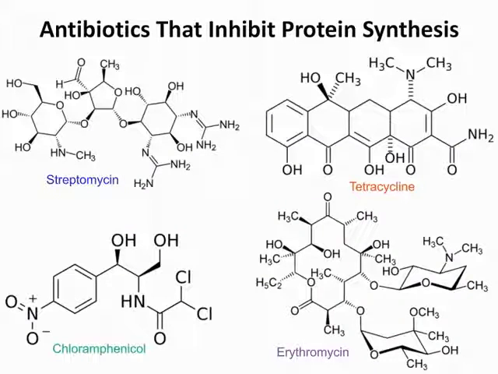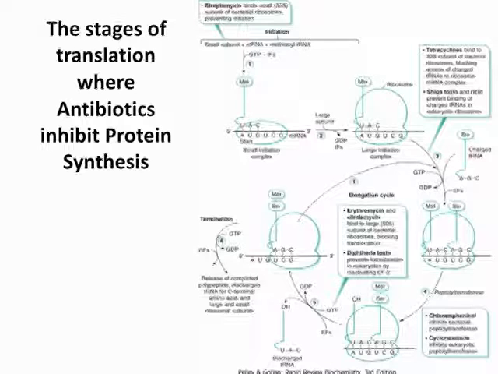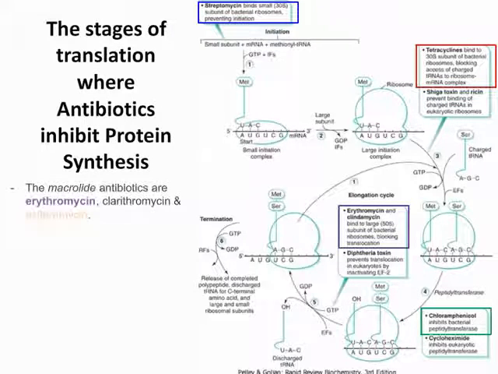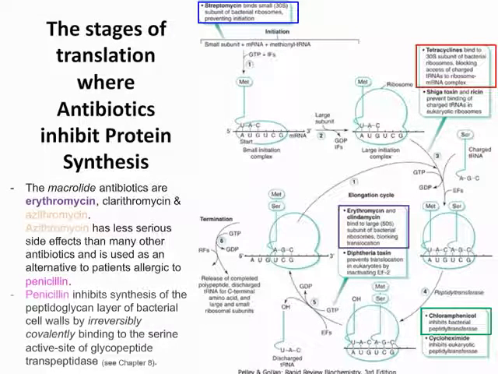So here's just a picture of the 4 antibiotics that we just saw. You don't have to memorize these for the tests. Here's just a picture showing where those antibiotics inhibit protein synthesis. Focus on the main 4 that we talked about: streptomycin, tetracycline, chloramphenicol, and erythromycin. And then just read through those bullets on the left.